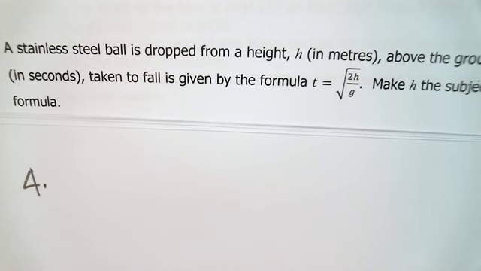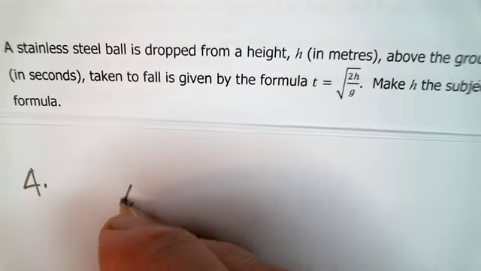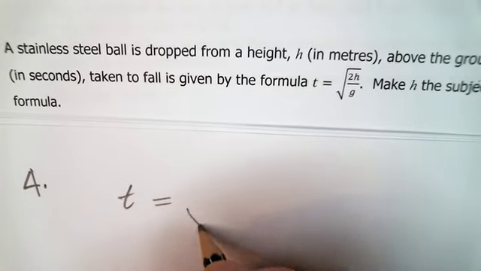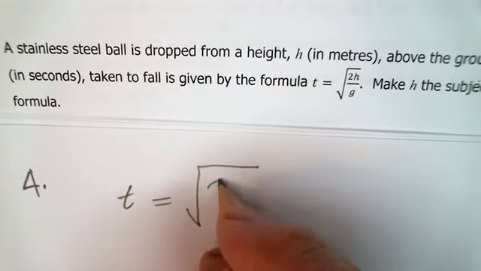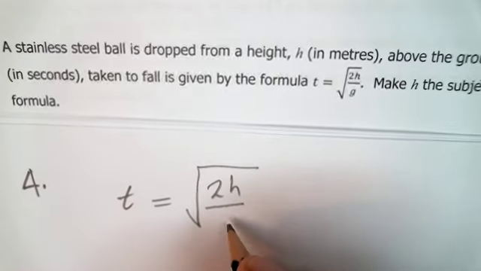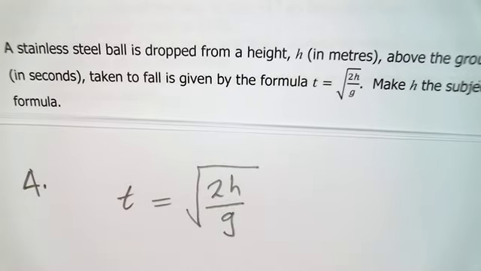But it's to see through the hullabaloo, as I would call it, to get you to the actual meat of the question. And in this case, it doesn't matter if h is in meters. It doesn't matter if t is in seconds. None of that's important. The only thing we have is this thing here, which is t is equal to the square root of 2h on g. And we are making h the subject. So let's go ahead and do that.